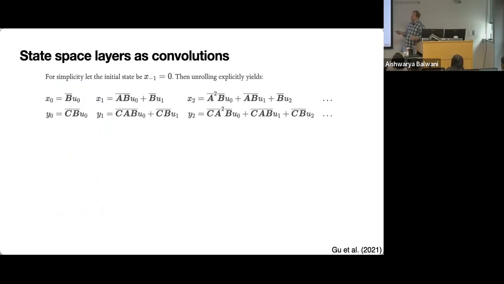One thing to note, and it's one thing that's nice about this formulation, is that when you have a state space layer, you can equivalently represent it as a convolution. And this is nothing deep. This is signal processing 101 stuff. What I'm saying is that you can write the output y as a linear function of the inputs up until time t. So y1 is some function of u0 and u1.